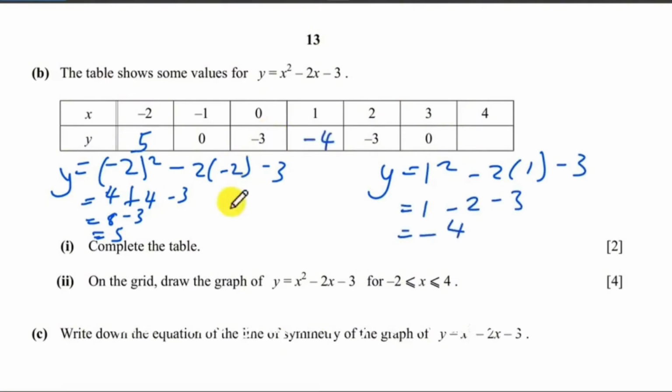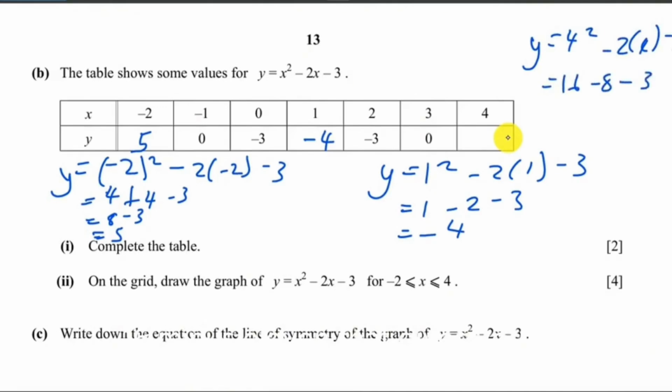On the graph, draw the graph of y equals x squared minus 2x minus 3 for the range x from minus 2 up to positive 4. So our graph is starting from here to there. So we need to complete the last value there. The last value, when x equals 4, so it will be y equals 4 squared minus 2 bracket 4 minus 3, which is equal to 16 minus 8 minus 3, 16 minus 11, that gives you 5.